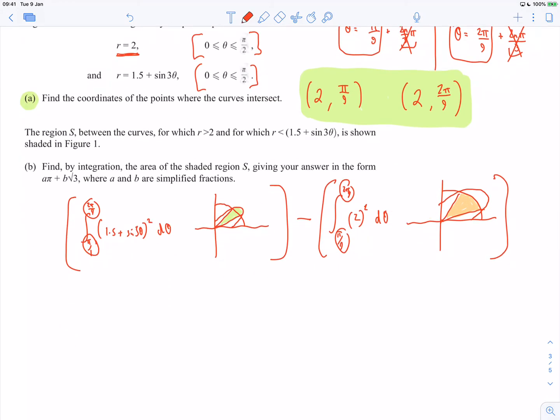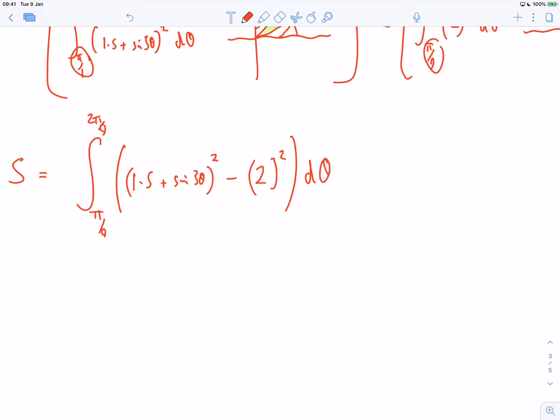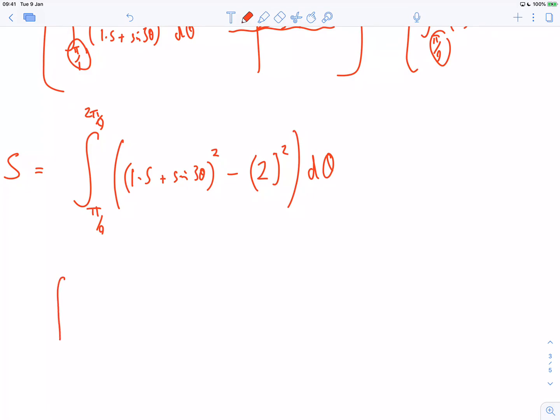So the region we're interested in, S, is just going to be the integral between 2 pi ninths and pi ninths of (1.5 plus sine 3 theta) squared minus 2 squared d theta. And that's just something we're going to have to deal with. Okay, fine. So let's deal with this integral then.